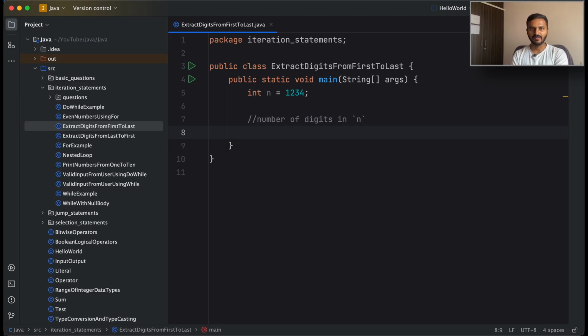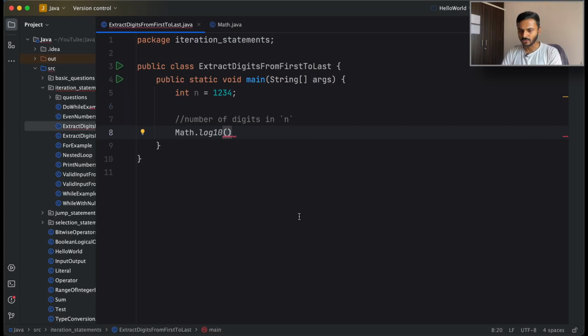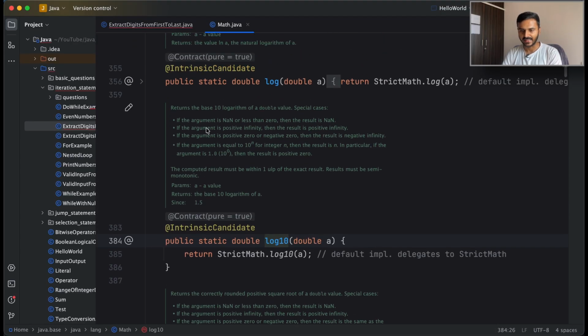For that, we know we'll have to go for log n base 10, right? Now, how do we find log n base 10? For that, we have a math class inside which we have a method called log10. If we look at the documentation of log10, it says it returns the base 10 logarithm of a double value. What it means is, if you give it a number, it will treat that as a double value and return the log 10 of that number.